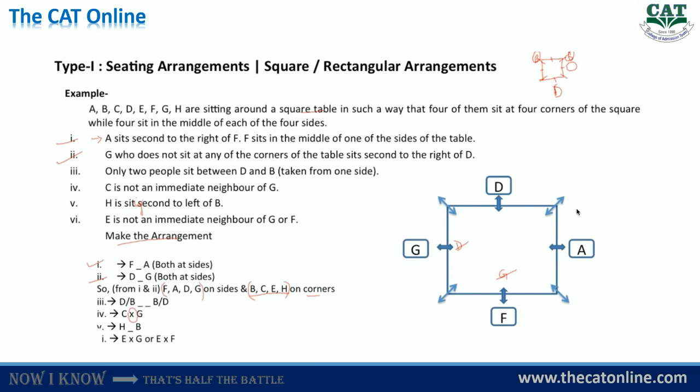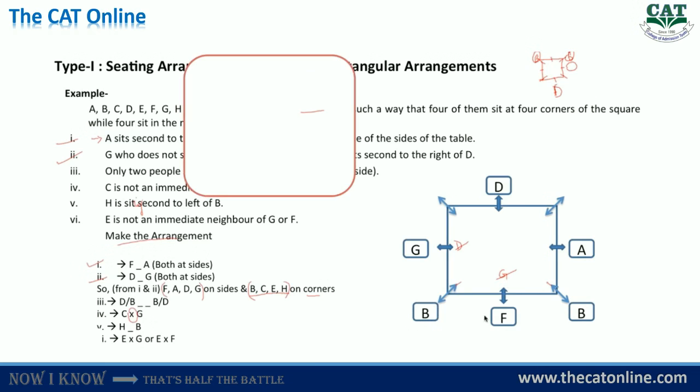Now we have to place corners. Now it's given that between D and B there are two people sitting. So if D is over here, these two people that are sitting between D and B could be these two or these two. So B can come over here or here. So now what to do in such cases when there are two possible options to plug in a clue? We will make two cases. So we can have B over here or B over here.